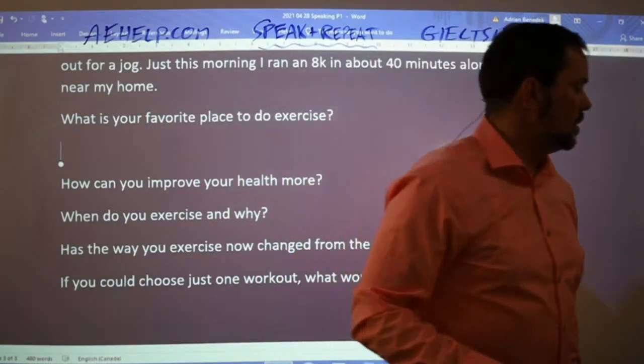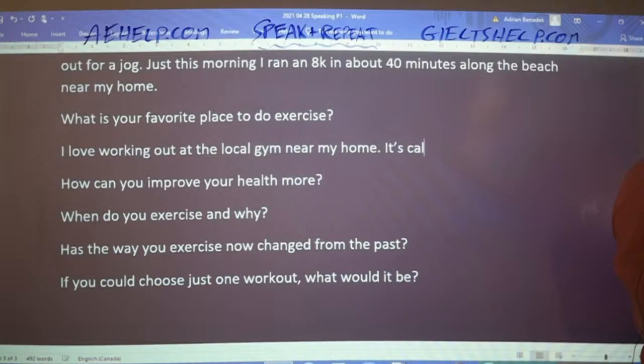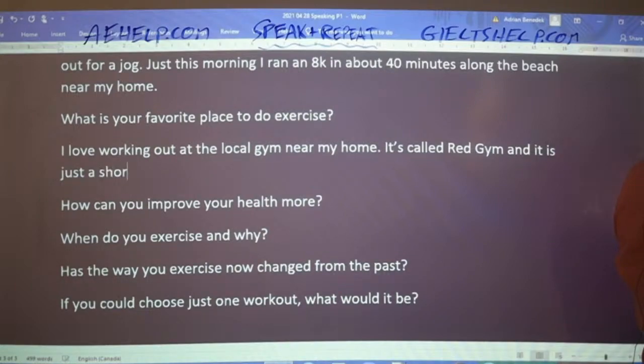Okay, so I love working out at the local gym near my home. It's called Red Gym, and it is just a short 5-minute walk door to door.